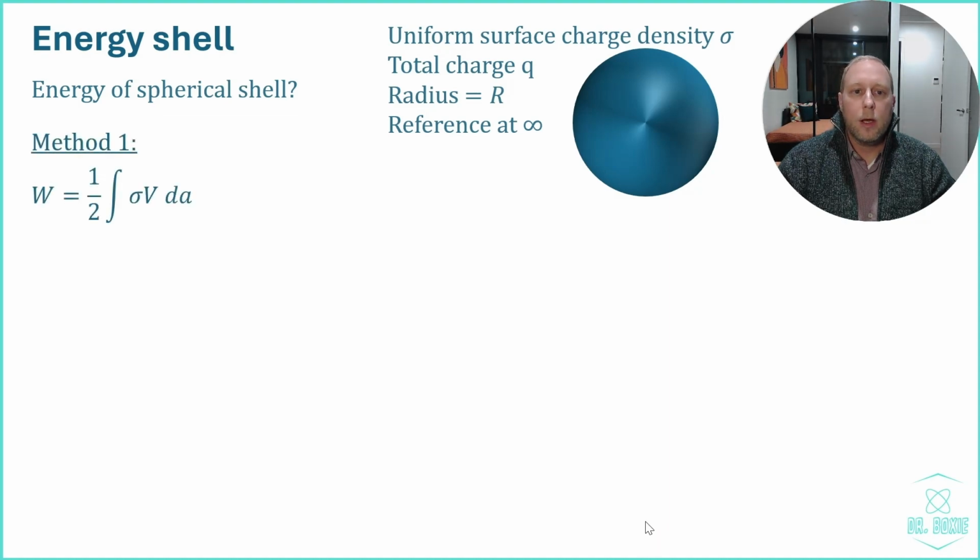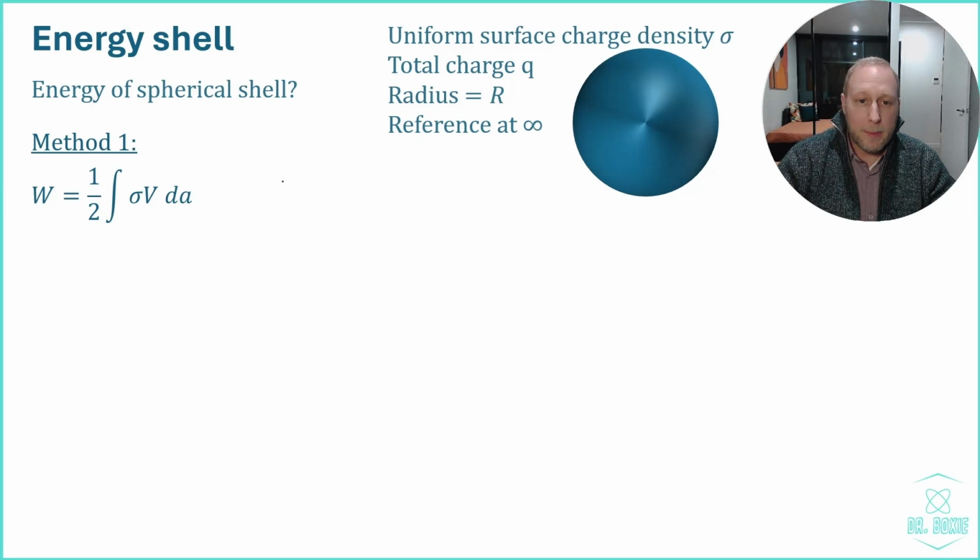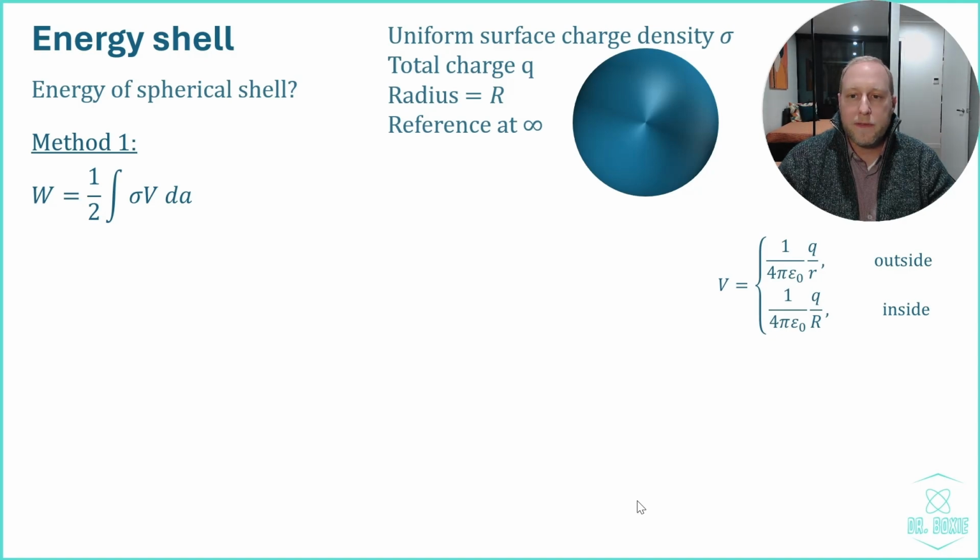of space. Either we use this expression where the integral goes over that part of space where the charges are sitting. In this case, it's on the outer shell, on the outer surface of this spherical shell. Now remember, the V in this expression here is the potential, and we saw last lesson that the potential of a hollow spherical shell is given by these expressions here.